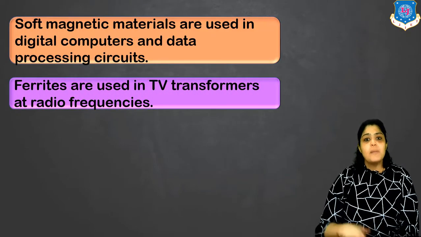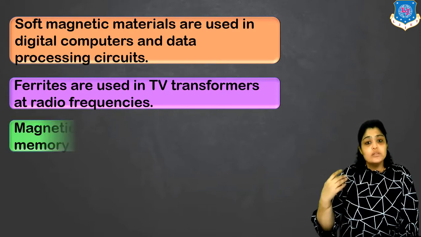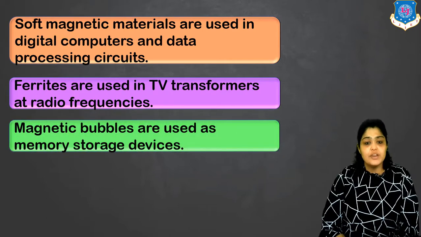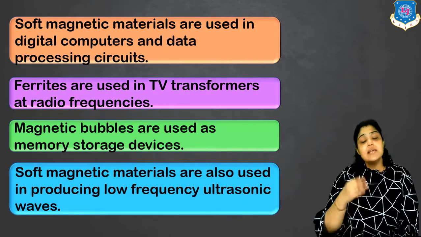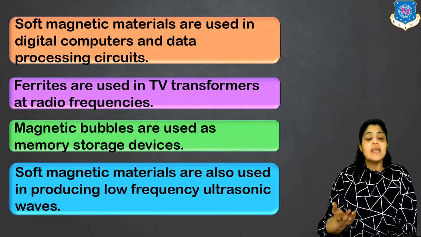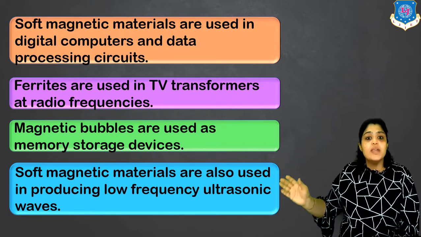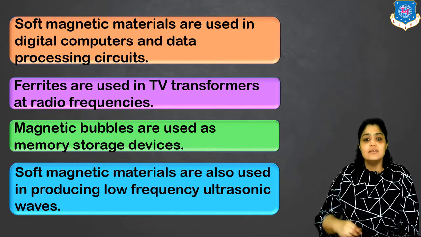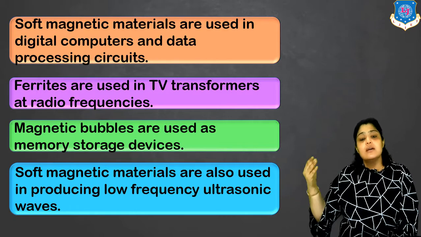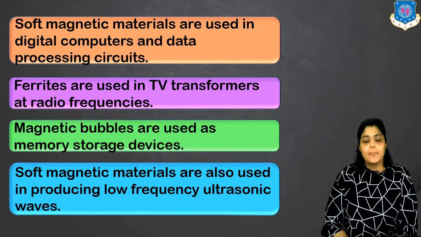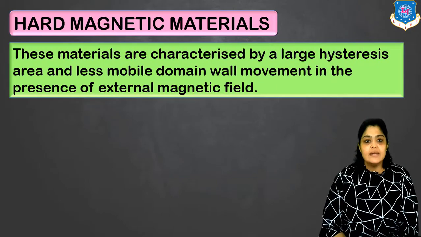Next, soft magnetic materials can be used in digital computers and data processing circuits. They can also be used in TV transformers at radio frequencies. They can also be used as a magnetic storage device. And some of the soft magnetic materials, because they can be easily magnetized, can also be used in the generation of low frequency ultrasonic waves, that is a specific kind of sound waves having a frequency greater than 20 kilohertz.